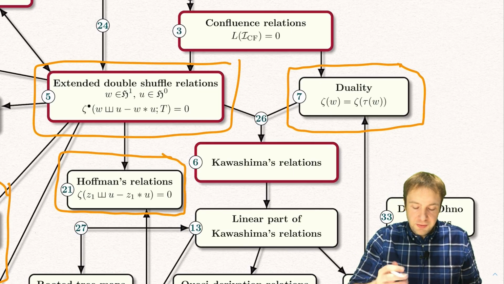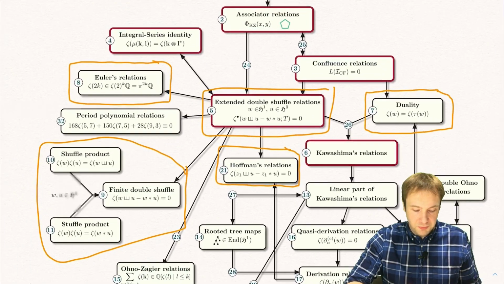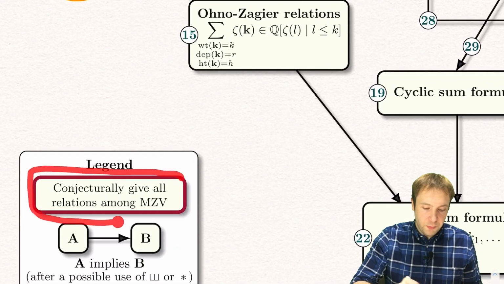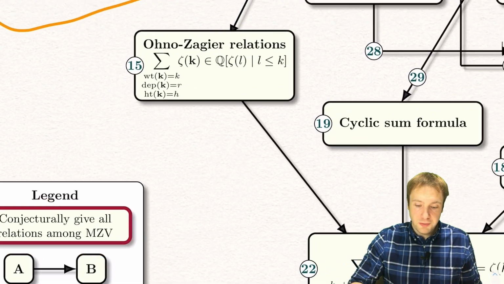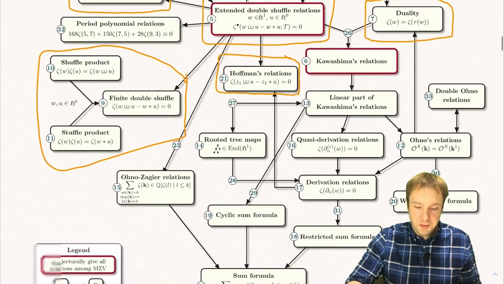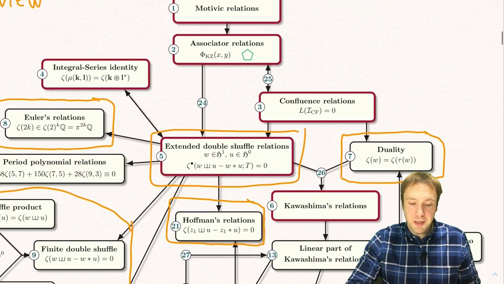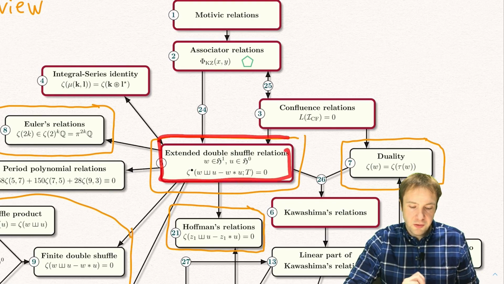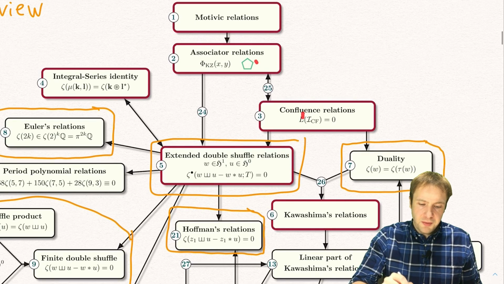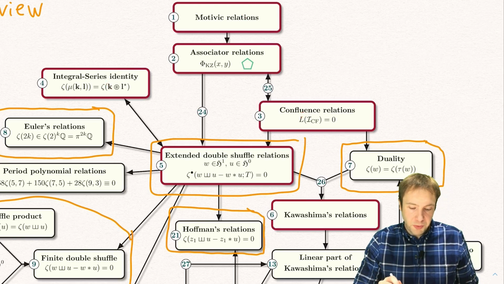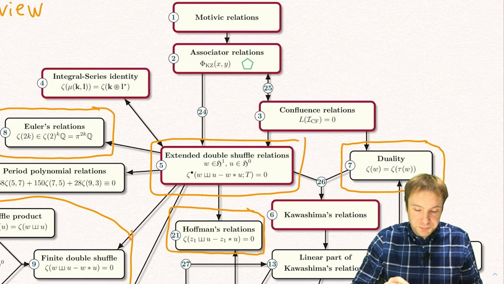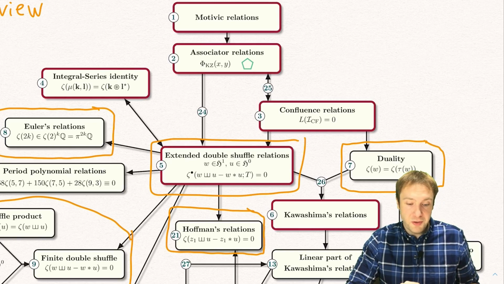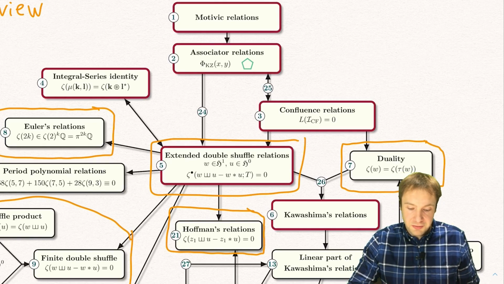And here in this overview, so let me zoom out, there's some explanation here. So you see the ones with a red border, some families here have a red border. There we expect that they give all relations among multiple zeta values, so for example these extended double shuffle relations. But there are also other families of relations where we expect that they give all relations. But due to lack of time, I will not talk about all of them in this lecture.